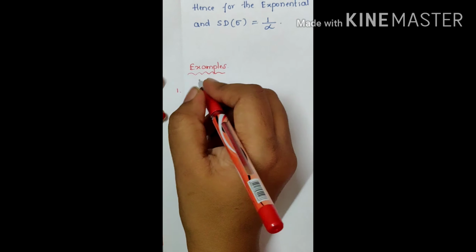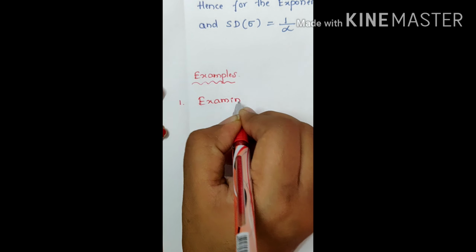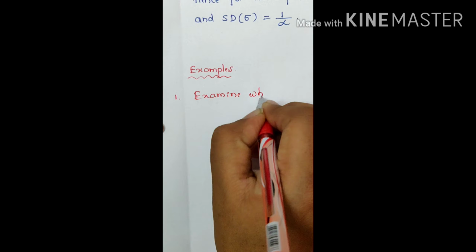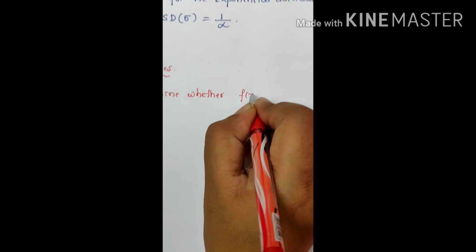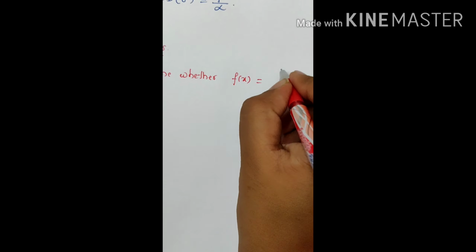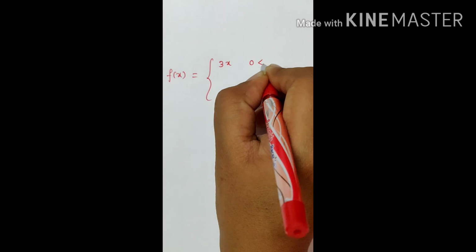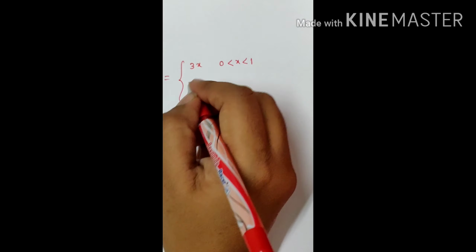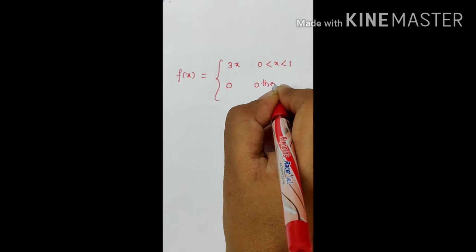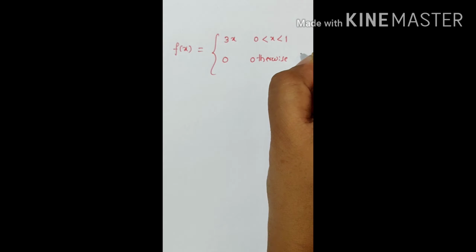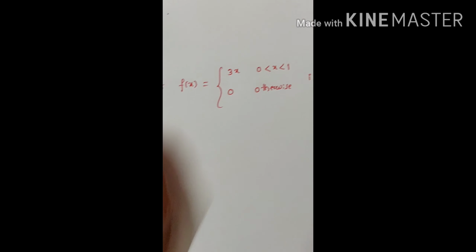First one, examine whether f of x is equal to 3x while x lies between 0 and 1, otherwise it is 0, is a probability function.